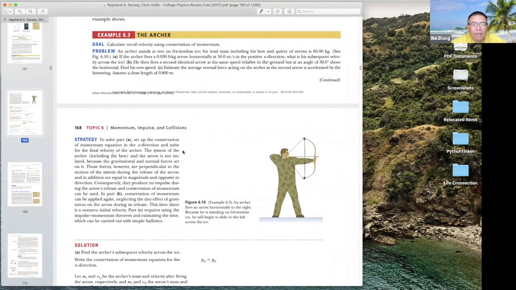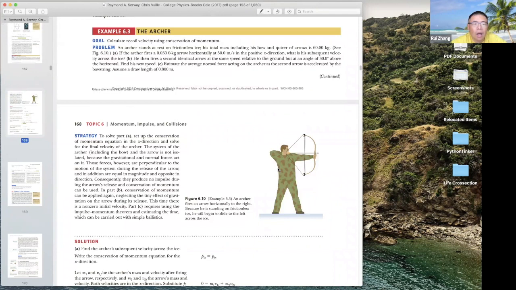So an archer stands at rest on frictionless ice. There's no friction here. The total mass of everything, including the bow and the arrows together, is 60 kilograms. If the archer fires a 0.03 kilogram arrow horizontally in the positive x direction, what is his subsequent velocity across the ice? Let's do this one. There's a B and C, but maybe I'll do B as well. Let's do A and B.